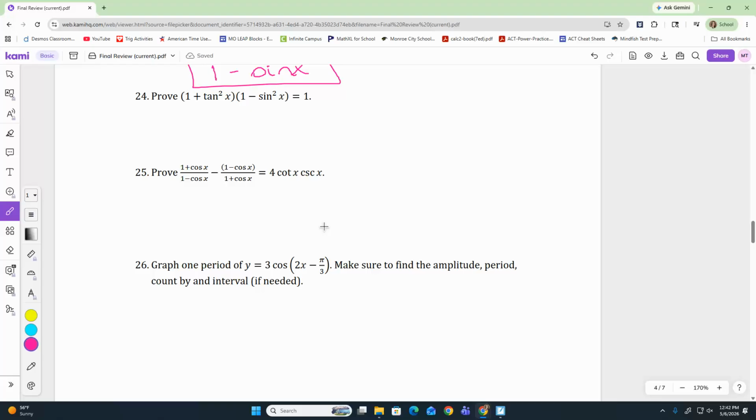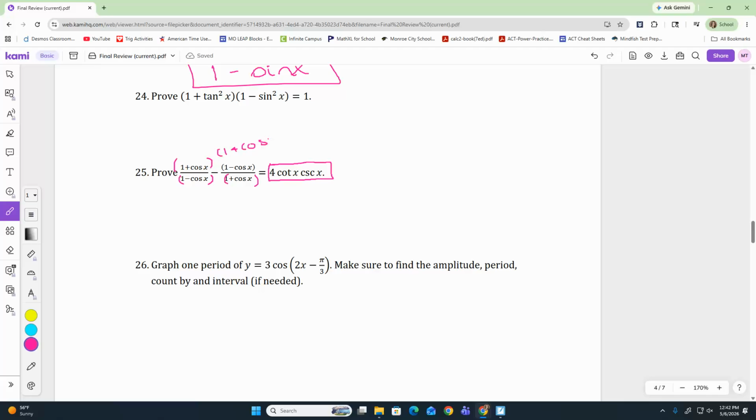All right. 25. Now we got into the actual proofs. It's really the same as what we have been doing, but easier because we know what the right answer is. Remember, we boxed in one side, so I would box in the right here. If you want to add or subtract fractions, what do they have to have? Common denominators. So the first one needs a 1 plus cosine x.